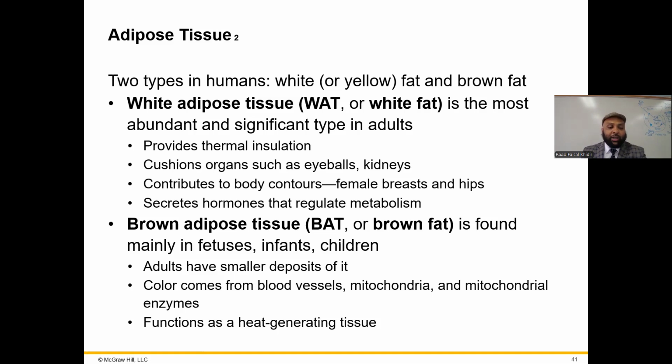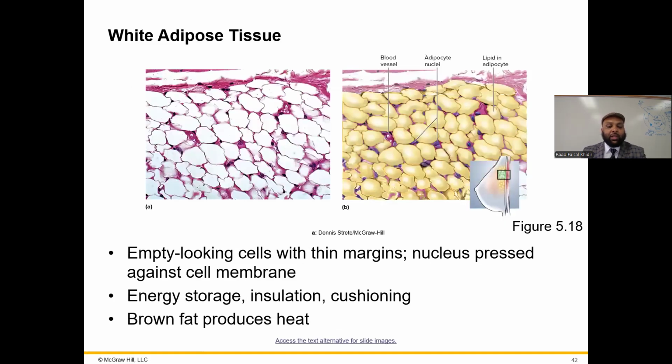While the brown fat, BAT, the brown adipose tissue, is found mainly in fetuses, infants, and children. Adults have smaller deposits of it. The color comes from blood vessels, mitochondria, and mitochondrial enzymes. It functions as heat-generating tissue. The empty-looking cells with thin margins have the nucleus pressed against the cell membrane. So white fat provides energy storage, insulation, and cushioning, while the brown fat produces heat.